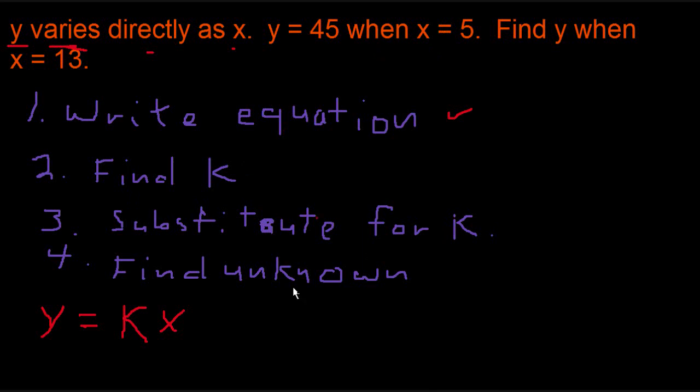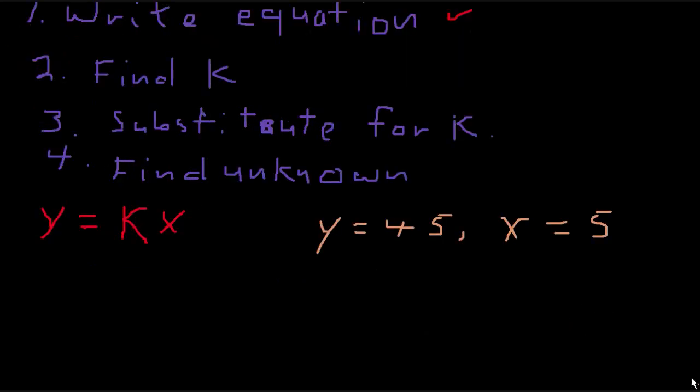Next step, find k. Hopefully they've given us enough information to find k. It looks like it. Y is equal to 45. I better write that down here so I can scroll down a little bit. And x equals 5. Now I can scroll down. And so I'm going to replace y with 45. And it's k, remember, multiplied times x, but in this case x is 5. So I substitute 5 in place of x.